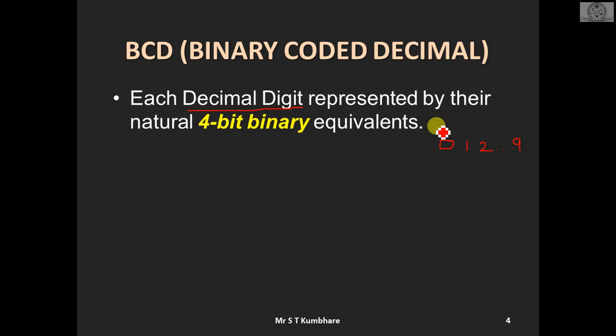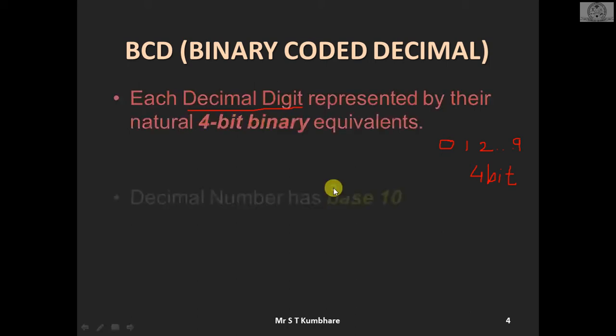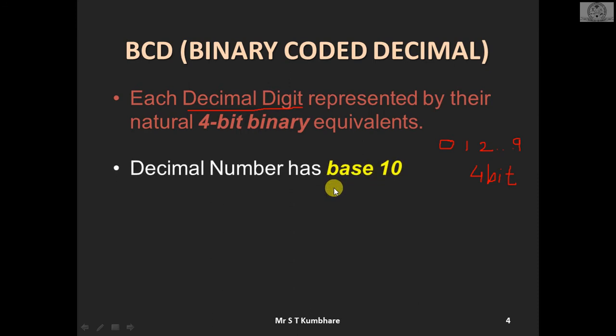Why 4-bit binary equivalent? Because we can represent 0 to 7 with the help of 3 bits. But for 8 and 9, we have to use 4-bit binary code for representation. So what we do, we will represent all these digits starting from 0 to 9 with 4-bit binary equivalent. How to do that, we'll see in upcoming slides. Then decimal number has base 10. This thing we are aware about.